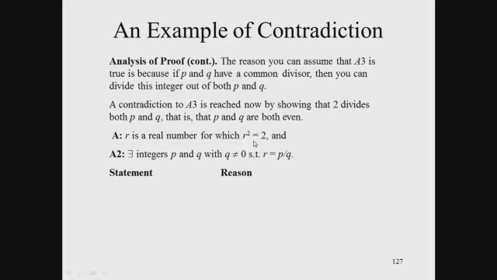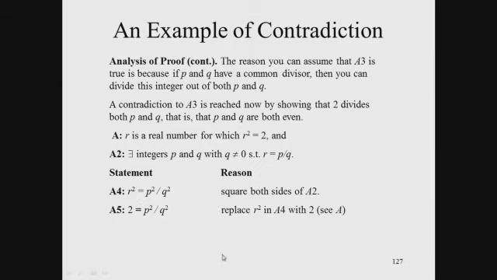What I'm going to do here is put up some statements, and maybe you can help me with the reasons. So, for example, I claim that r squared is equal to p squared over q squared. What's the reason for that? How did I get that? You squared both sides of statement A2. That's correct. If r is equal to p over q, then certainly r squared is equal to p squared over q squared. Here's another statement. 2 is equal to p squared over q squared. How did I get that? From the statement A. R squared is 2, and r squared equals p squared over q squared, so put in 2 for r squared right there, and you get 2 is equal to p squared over q squared.